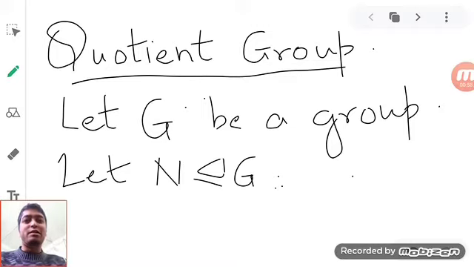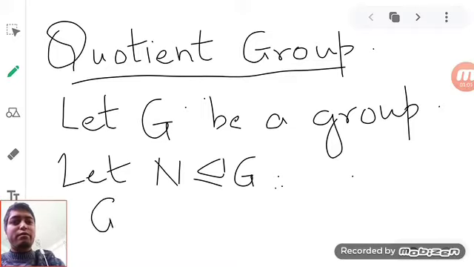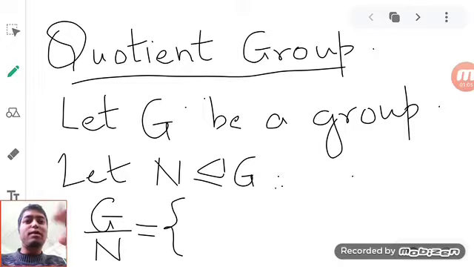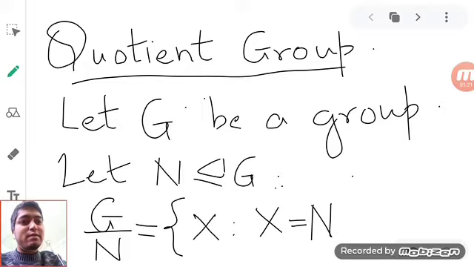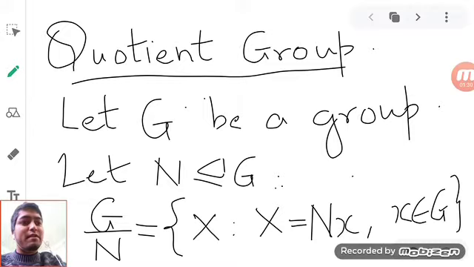What did we do when constructing the quotient groups? We say that this one, it is the quotient group. So what do we collect in quotient groups? The elements of the quotient groups are cosets. So that is why I'm denoting it with a big letter X, because a coset is, after all, a set. X has to be a coset of N in G, X equal Nx, where x is an element of G. So remember, in quotient groups, every element is a coset.